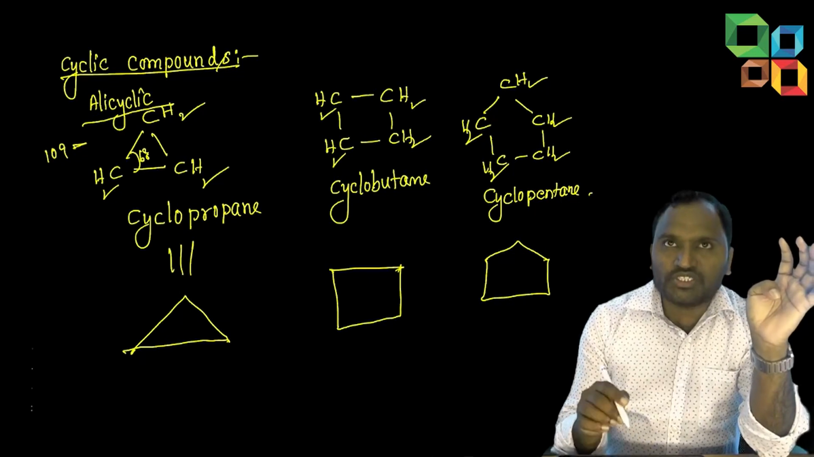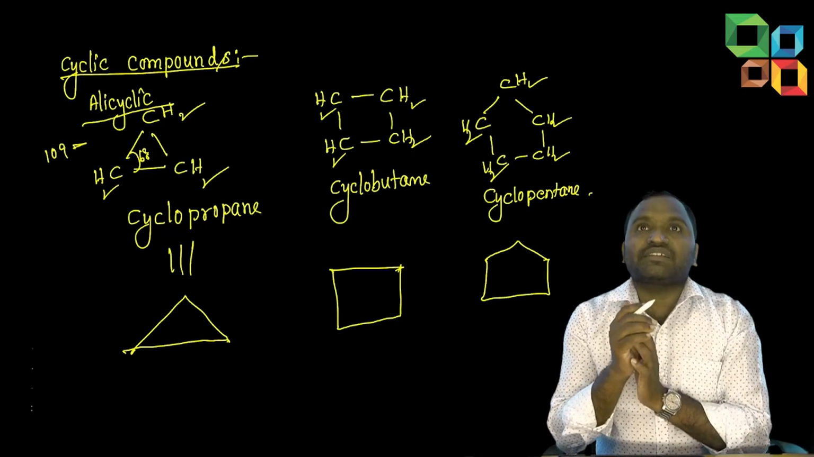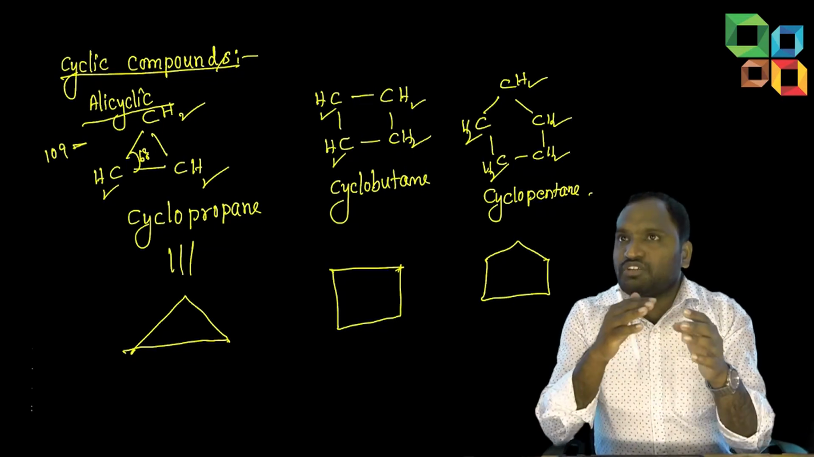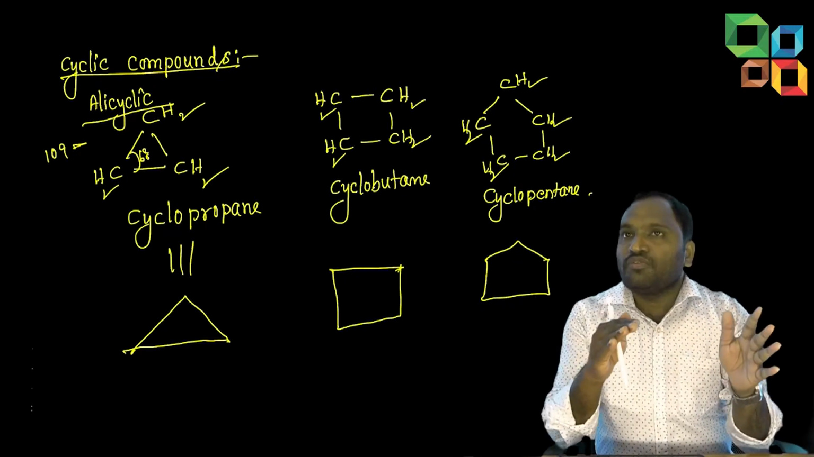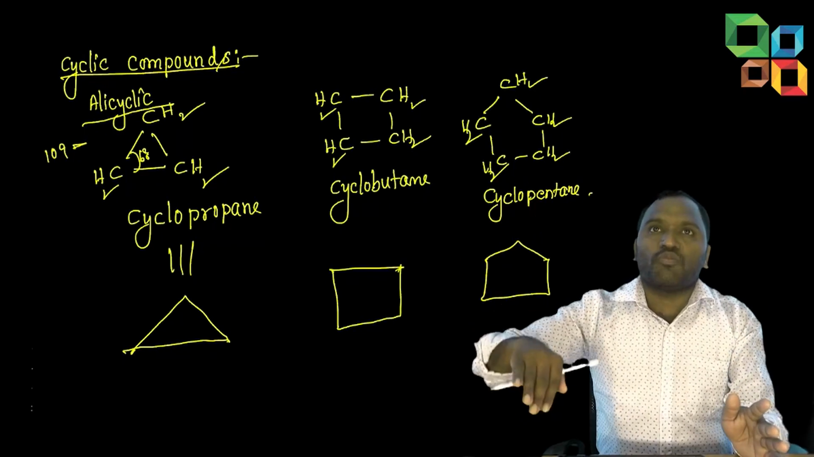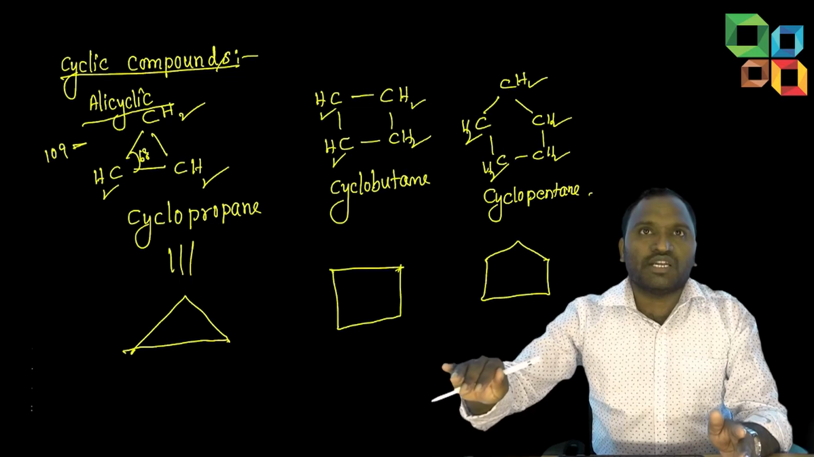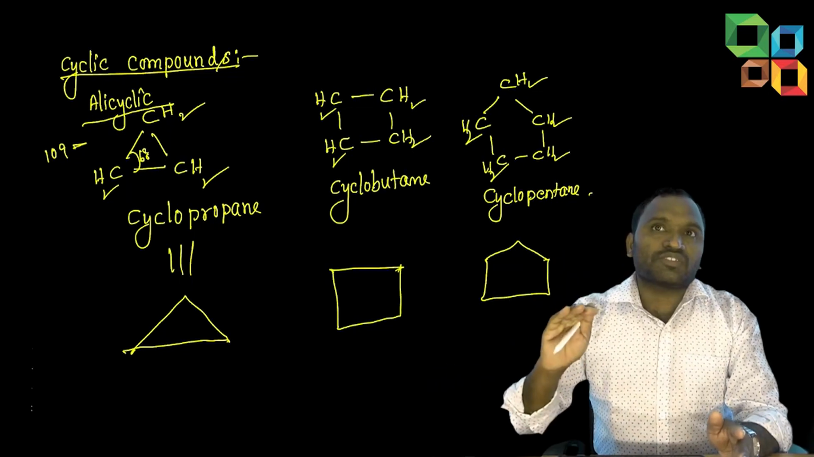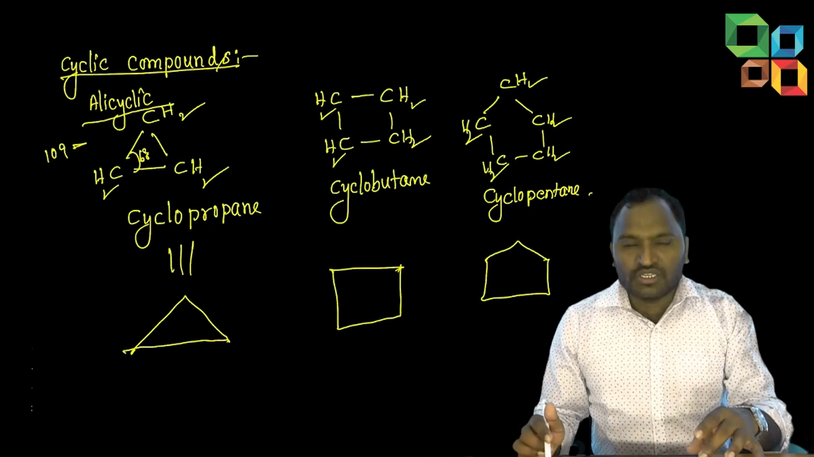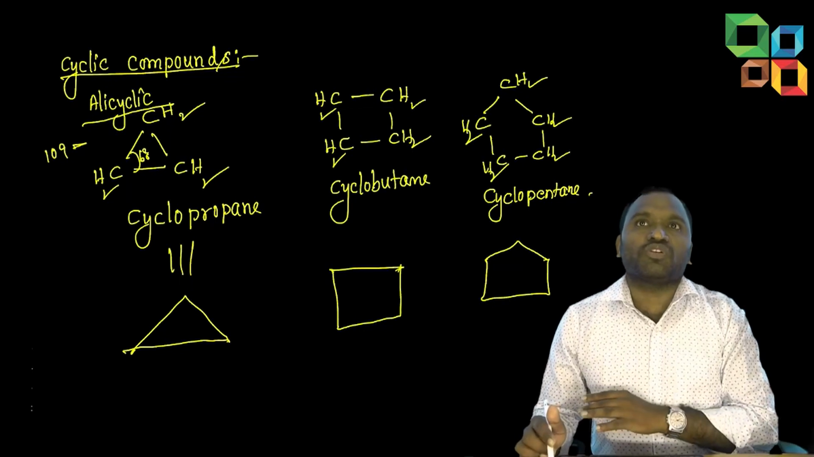So there is a lot of difference, 109 to 60. That is called ring strain. It is deviating from the original bond angle, and if it deviates, it loses stability. The more it deviates, the more stability it loses. That is called angle strain, given by various scientists. So cyclopropane and cyclobutane are unstable because of more ring strain.